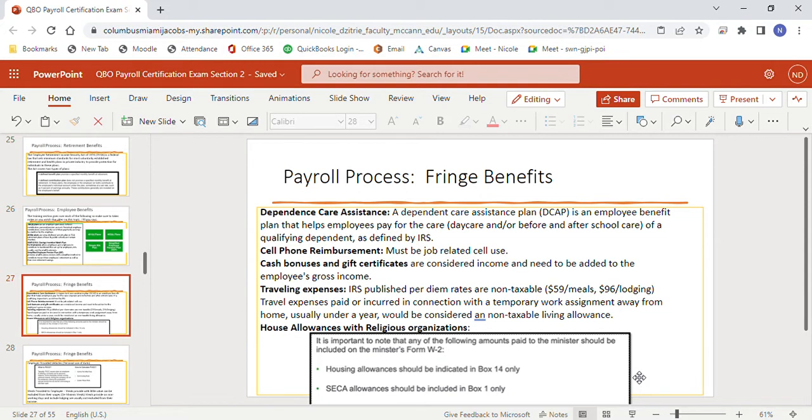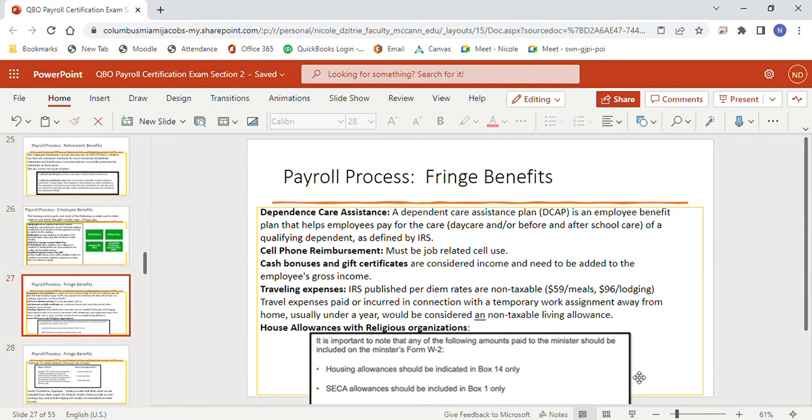Travel expenses. Now, there are some that are taxable and some non-taxable. I listed the two non-taxables here for you. So the IRS published per diem rates that are non-taxable. So currently that's $59 for a meal, daily, and $96 for lodging daily. And the example they use in the actual IRS publication, because I read the whole thing, was a train conductor who ended up suing their employer and set a precedent that yes, these per diem rates should be non-taxable because for your job you might be at a layover and you need to be able to eat and have appropriate lodging.